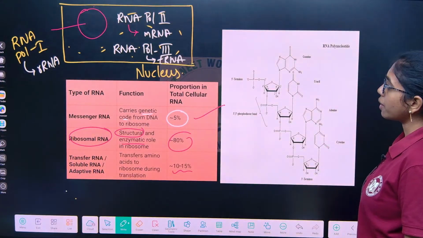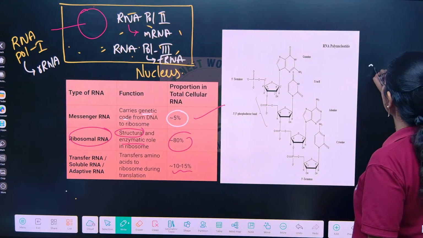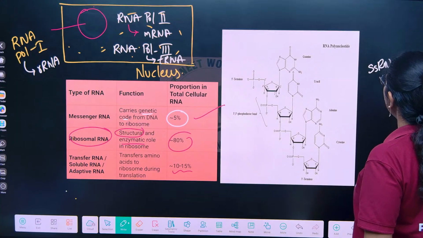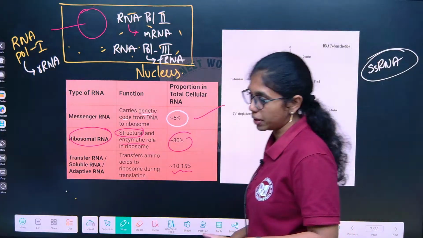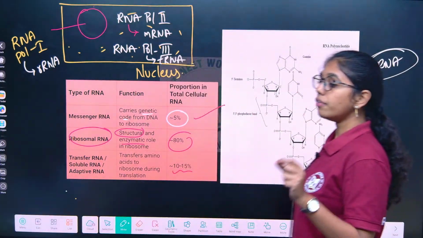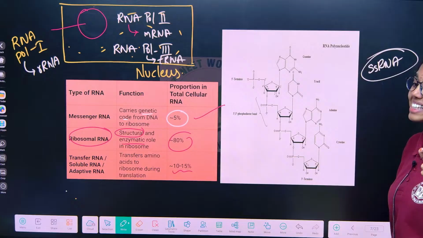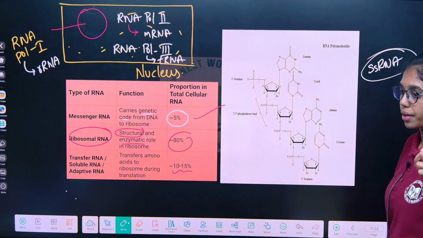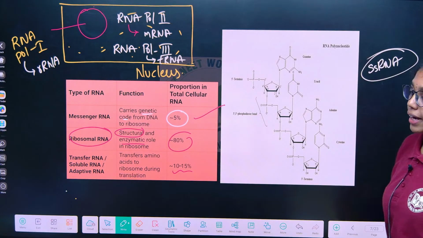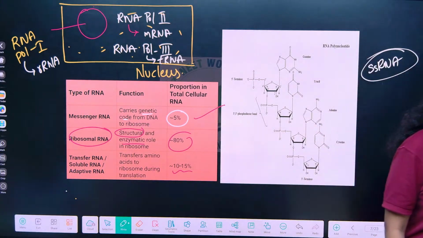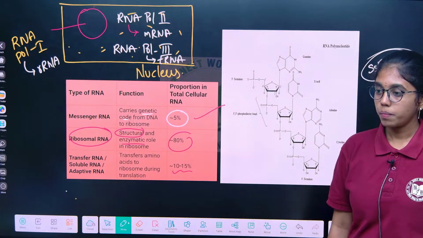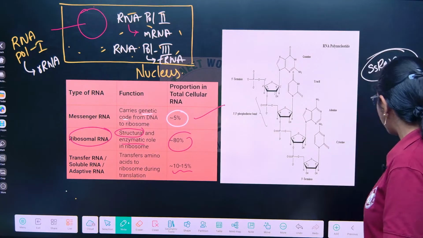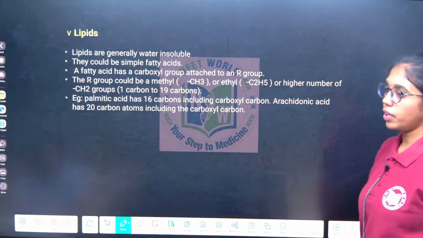So, as such you can find mostly it is single stranded RNA only. Double stranded RNA cannot be formed because it is not stable. Fine? Because of the free hydroxyl group which is present at the second carbon of the ribose sugar. Any doubt anywhere? Clear? So, with this we have finished the nucleotides.